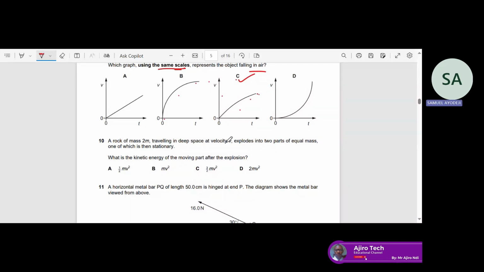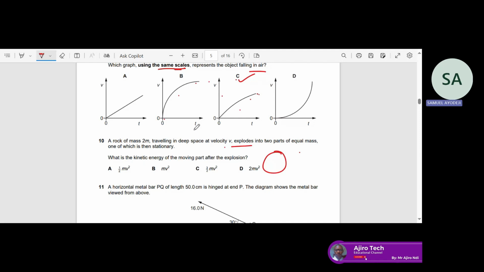A rock of mass, this is traveling in deep space at this velocity. It explodes into two parts of equal mass. Which one is then stationary? Okay, one of which is then stationary. It explodes into two parts of equal mass. Let's say we have it like this. It's going to be in opposite directions when something explodes, because that's the law.